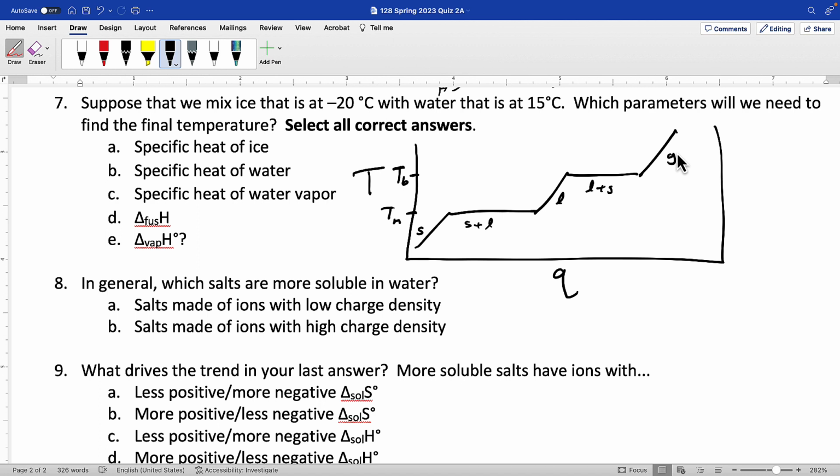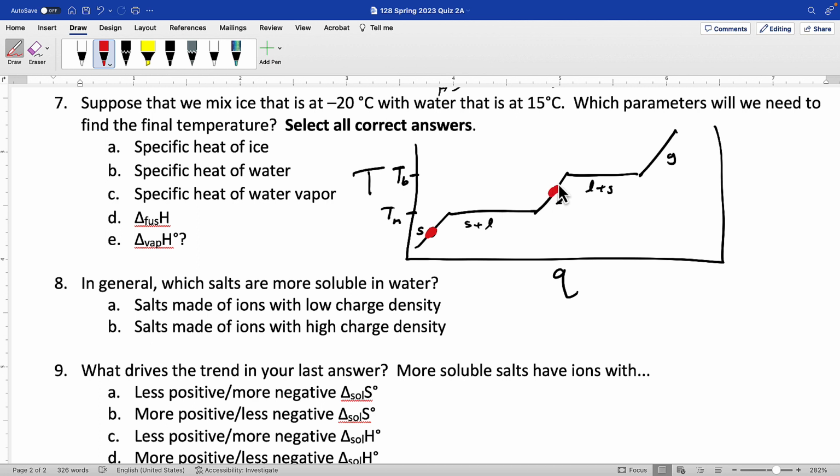Okay, I start off, the ice is at -20, so it's down here. So notice, let me use a different color. Well, notice it's sort of midpoint on this curve, right? We're below the melting temperature. The water was at 15, so it's above the melting temperature, okay?